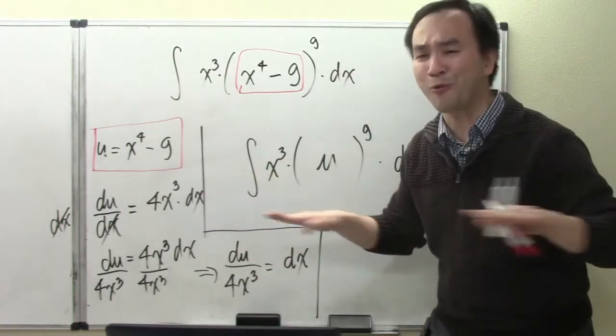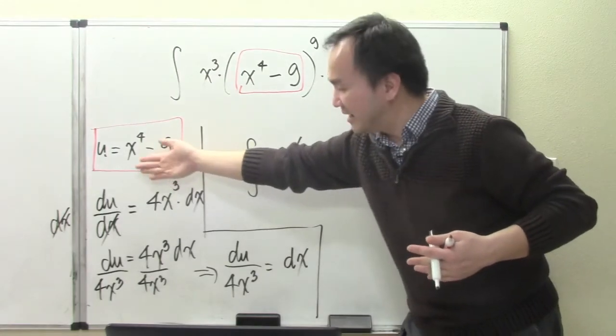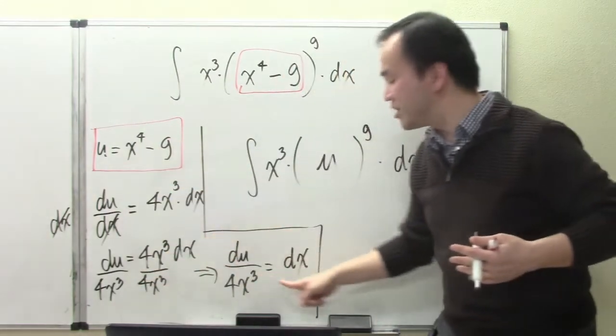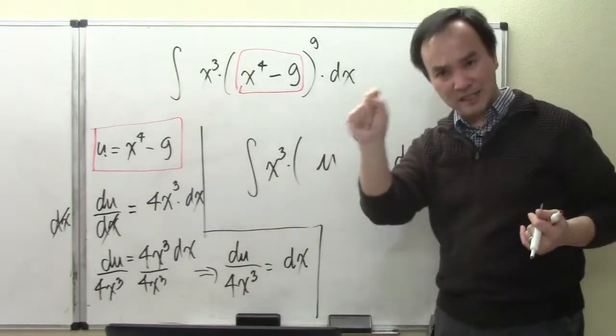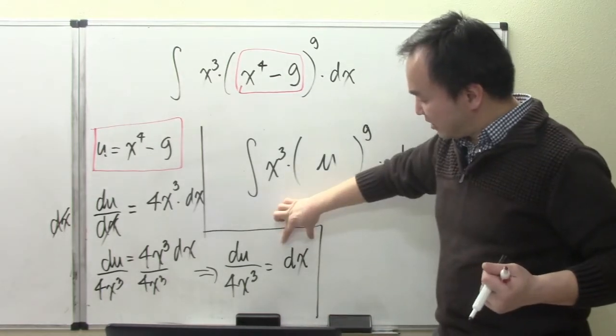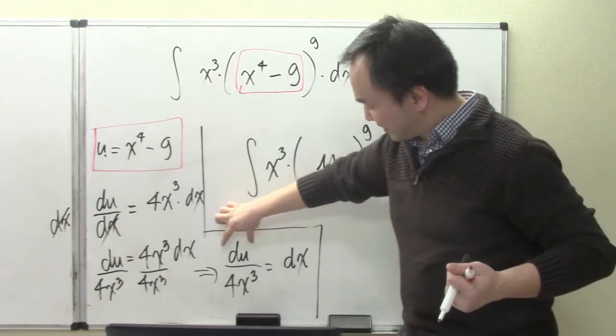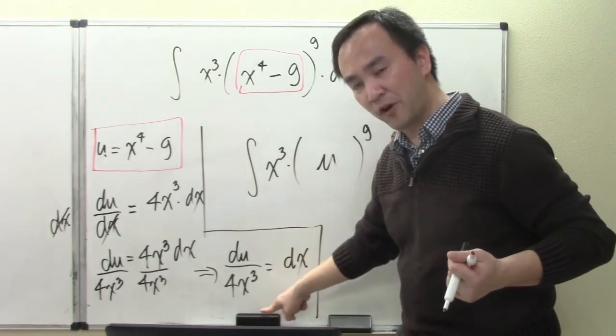See, the whole process is all about substitution. We chose a substitution, and we consequently produced this substitution based on our substitution there. That's the logic of the problem right there. So now let's have a look at that closely here. Dx can be substituted by du over 4x cubed.